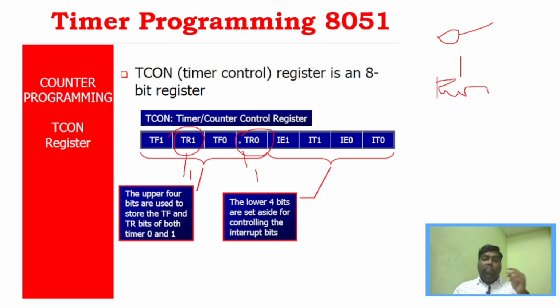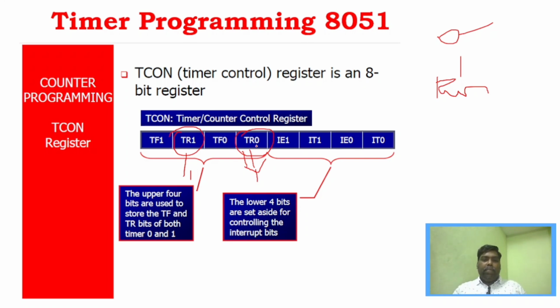Right now, if we want to enable the timer 0, then all the bits have to be 0. This bit alone must be 1, which means the timer run bit 0 is 1, which indicates that timer 0 is on. And similarly, this is the timer run bit of timer 1.